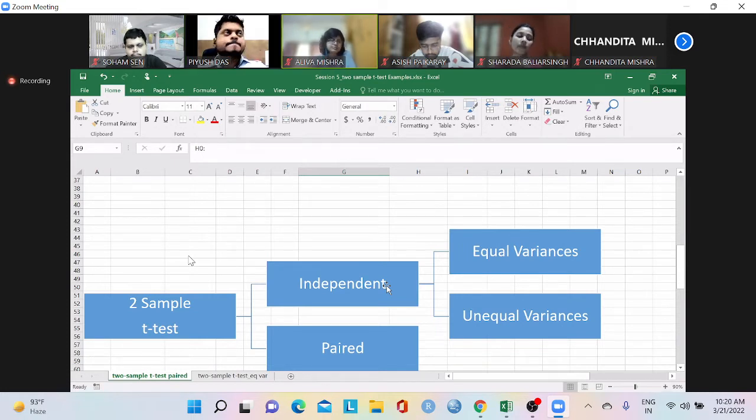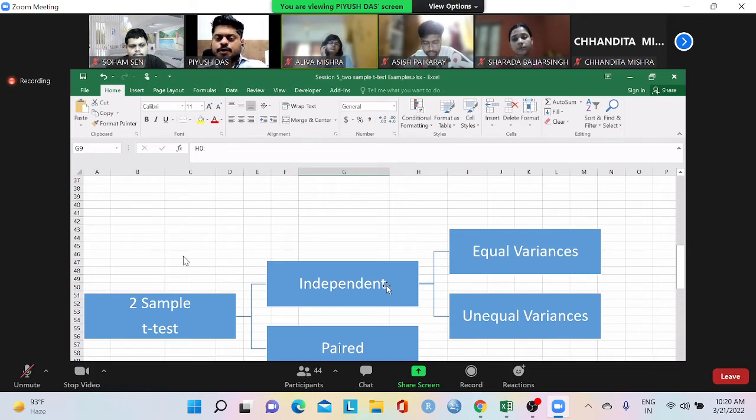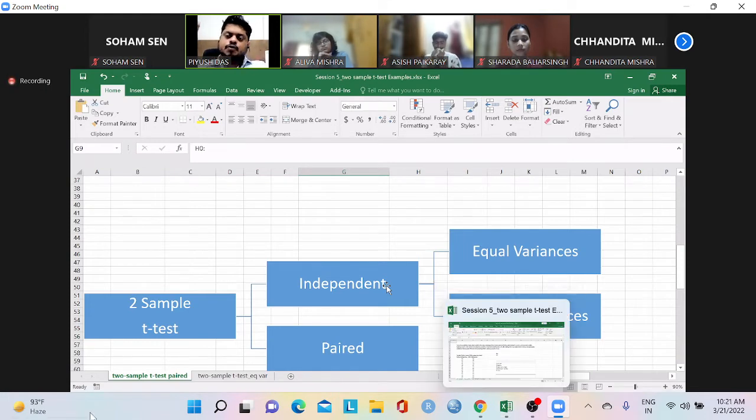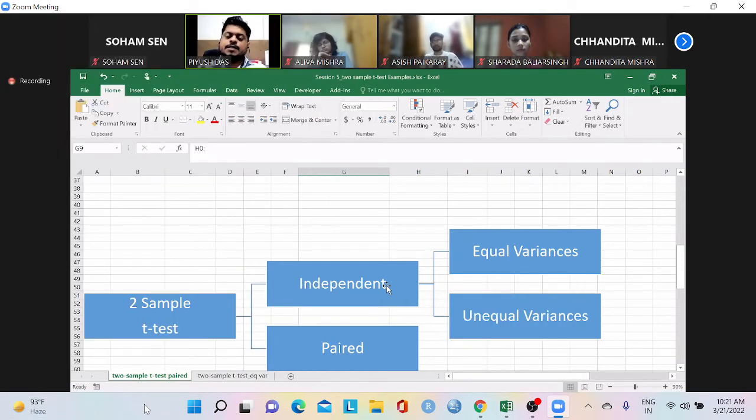Yes. Now the point is, whenever we have independent samples, we have two different groups of respondents. So there will be two situations. These two groups might have equal variances, or these two groups might have unequal variances.